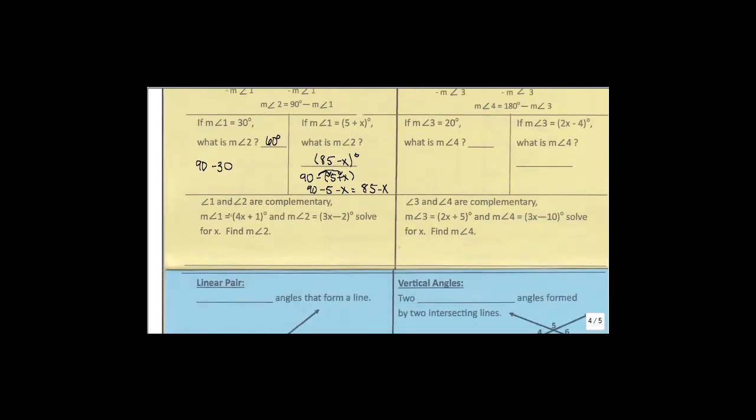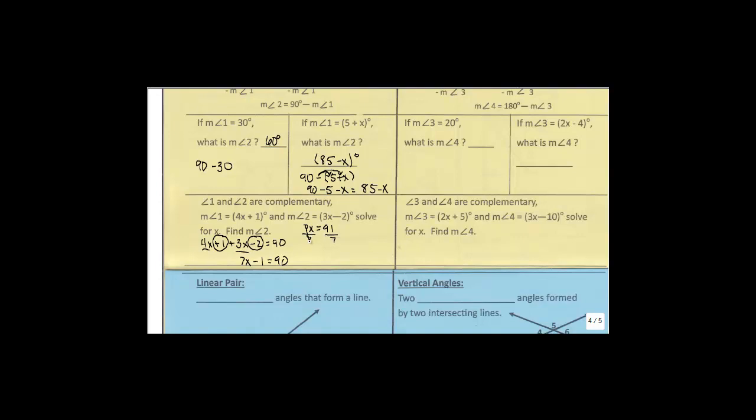Angles 1 and 2 are complementary. The measure of angle 1 is 4x plus 1, and the measure of angle 2 is 3x minus 2. Solve for x and find the measure of angle 2. If they are complementary, then both of them added together gives you 90. So 4x plus 1 plus 3x minus 2 will give you 90 because they are complementary. And then you solve. Combine like terms first. So 4 plus 3 is 7x. And plus 1 minus 2 gives you minus 1 equals 90. You're going to add 1 to both sides, so you will end up with 7x equals 91.